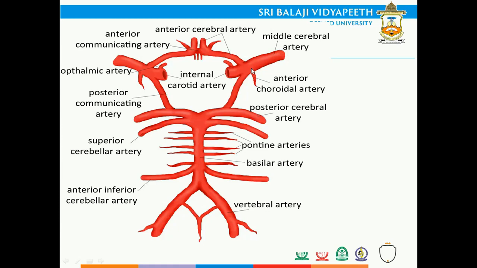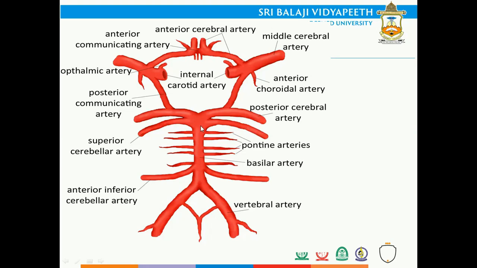Then you also have another branch given out from the internal carotid artery, which we call the anterior choroidal artery. The posterior cerebral arteries will be joined together by the posterior communicating branch. Lower down, you also get the posterior cerebral artery, which is seen. These are the posterior cerebral branches. The next branch you see is the superior cerebellar arteries. The cerebellar artery is given for the cerebellum.